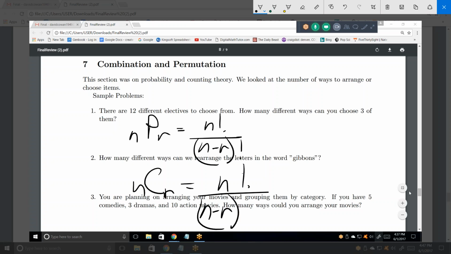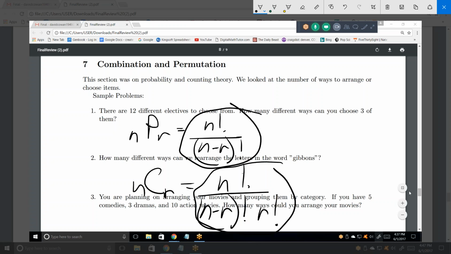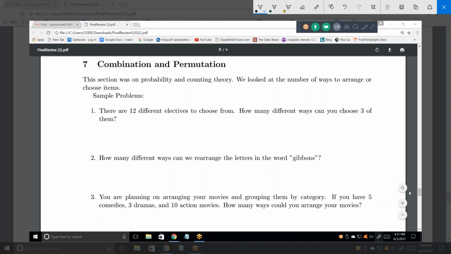In other words, it's very similar, only there's an extra r factorial for the choose. So this is almost exactly the same as for permutation, only missing the r factorial in the bottom. With me? Okay. So let's do 5 pick 3.